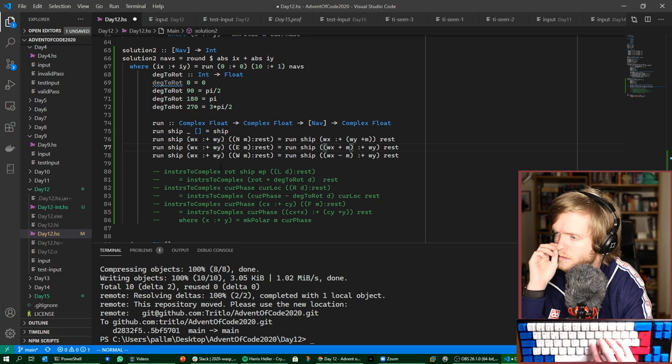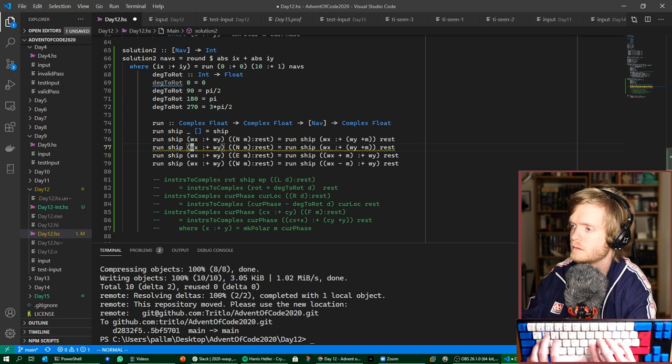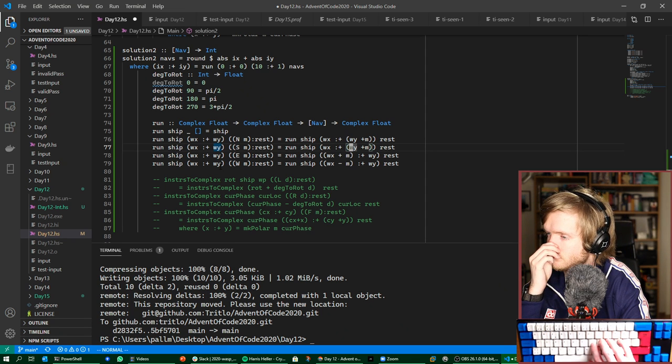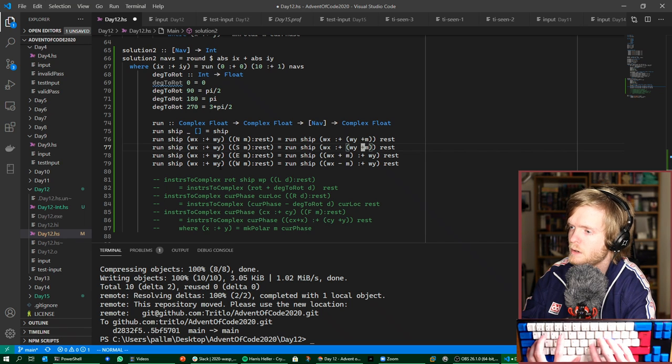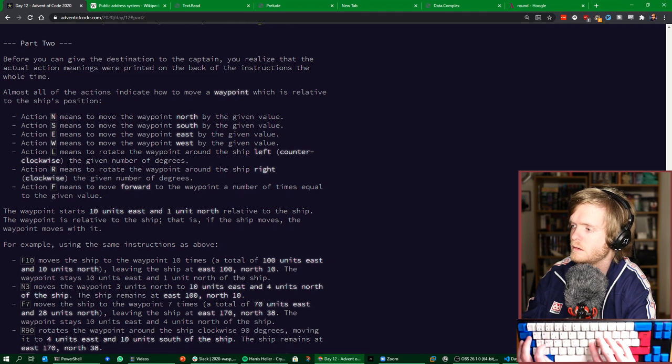And this should be, and then we have moving this south. This is going to be y minus m. Okay. Now, let's do F. So F means move forward to the waypoint a number of times equal to the given value.